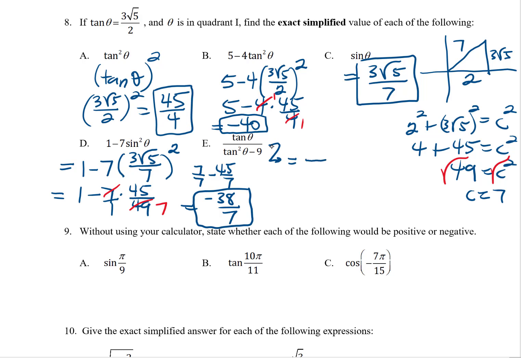And then letter E, back to tangent theta. So I have this fraction. On the top is the tangent theta ratio, 3 root 5 over 2. On the bottom is tangent squared theta. Well, we worked that out in part A. I can just fill that in. That was 45 fourths. And then I have minus 9.